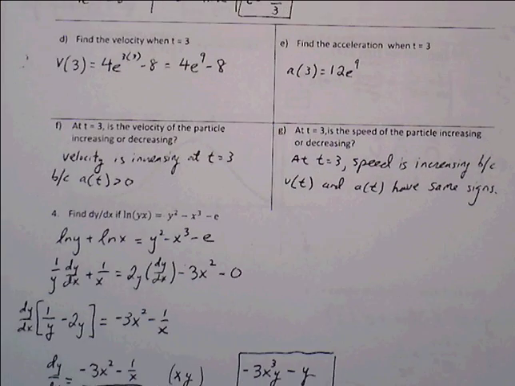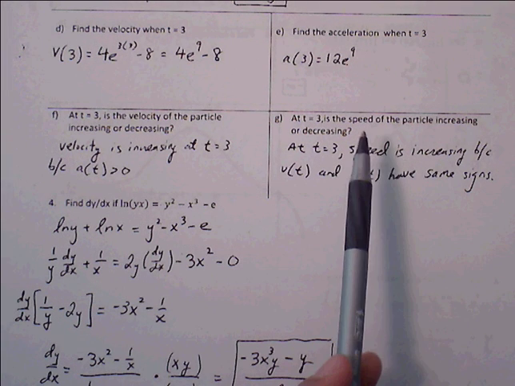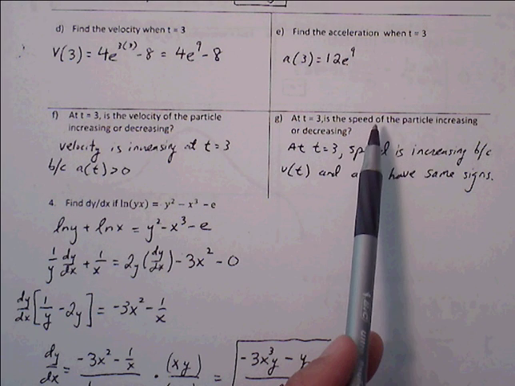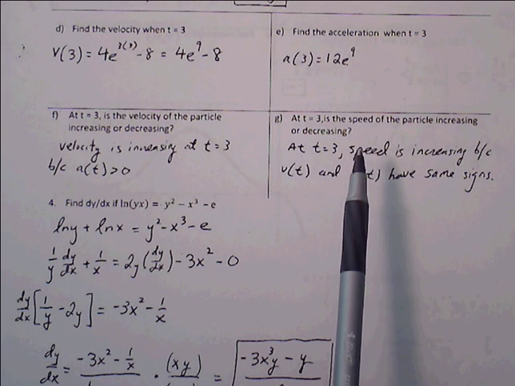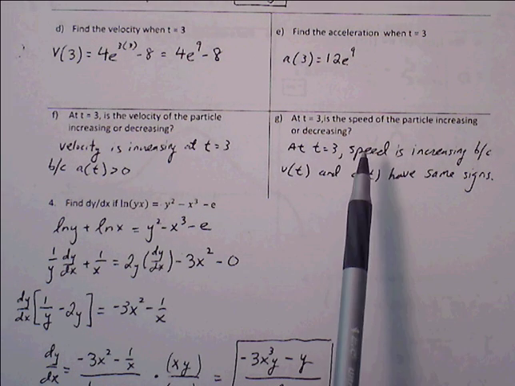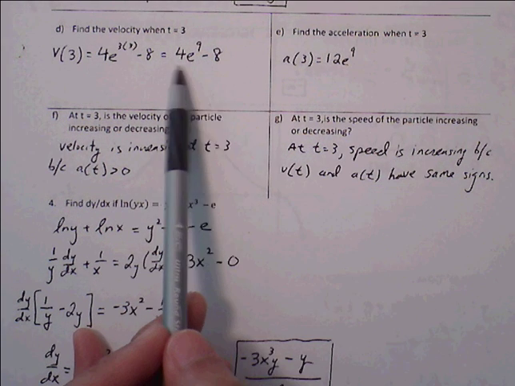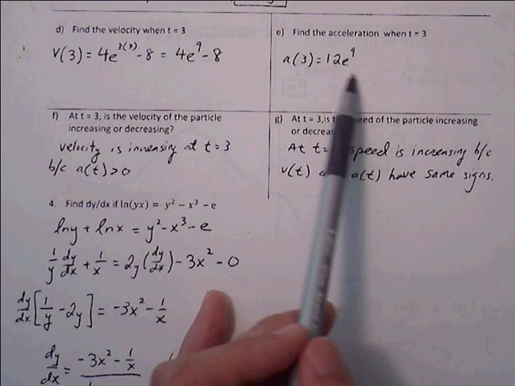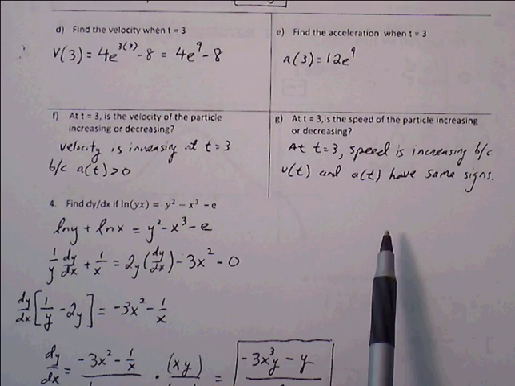Okay, for G, is the speed of the particle increasing or decreasing? Now, if we want to determine whether the speed is increasing or decreasing, this is where we have to now compare signs at 3 for velocity and acceleration. So looks like velocity is positive. This is going to be a large positive number. This is also positive, so they're both the same signs. That tells us that the speed is increasing, right?